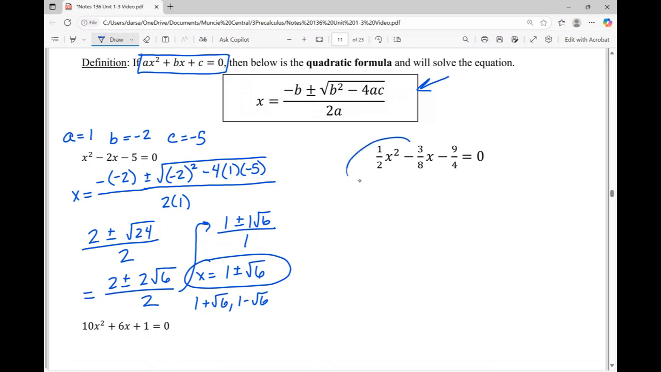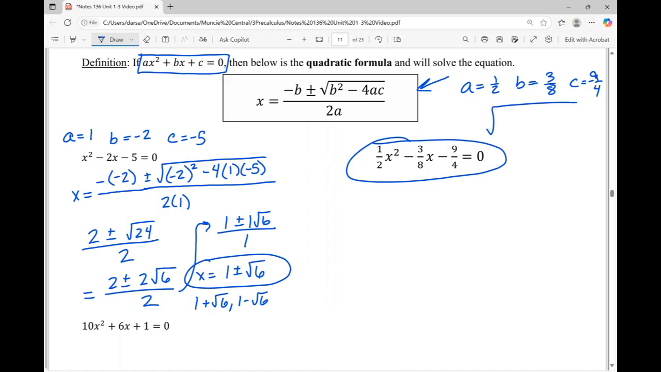When you have a problem like this, it is tempting to look at this and go, okay, A is 1/2, B is going to be 3/8, and C is going to be -9/4. But when you do this, just think about what's going to be under this square root. It's going to be (-3/8) squared minus 4 times 1/2 times -9/4, and you're going to have to square root that, and it's going to have a weird denominator, and that is ugly. That is very, very ugly. So we want to avoid this.